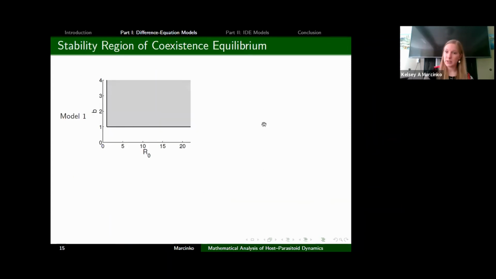So what do these different models tell us about the dynamics? In our first model, for the 2 biological parameters that we have here, if the biological parameters are anywhere in this gray region extending in both directions, we know that the coexistence equilibrium is stable, and the system will go to that coexistence equilibrium if both R naught and B are greater than 1.